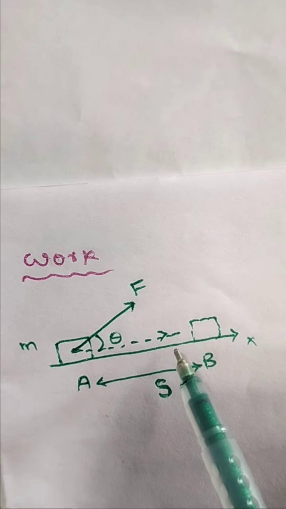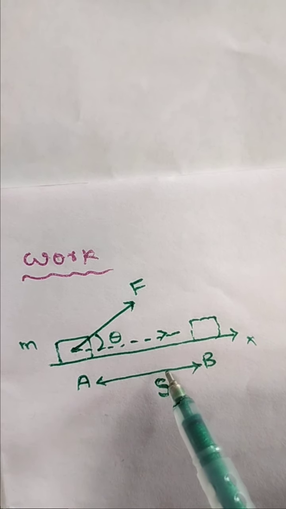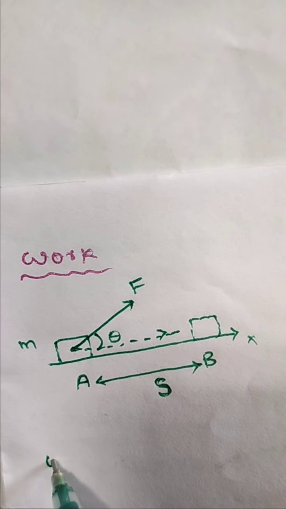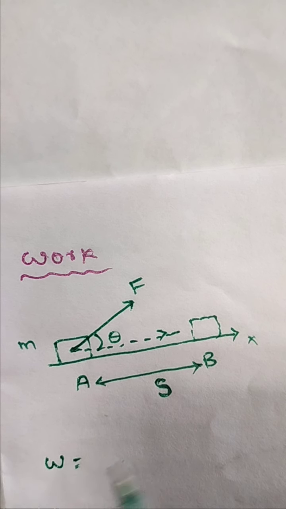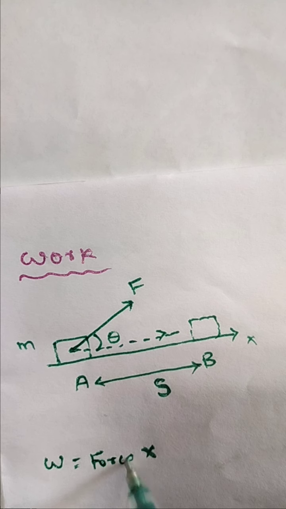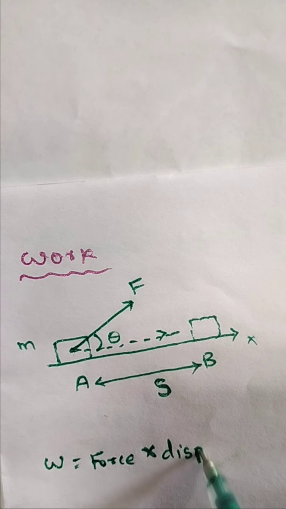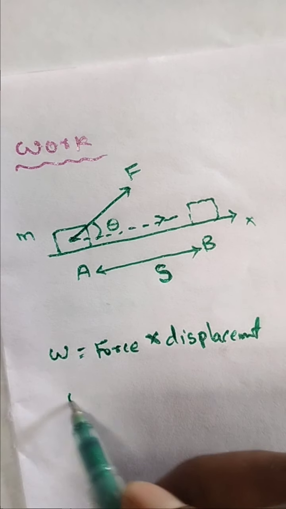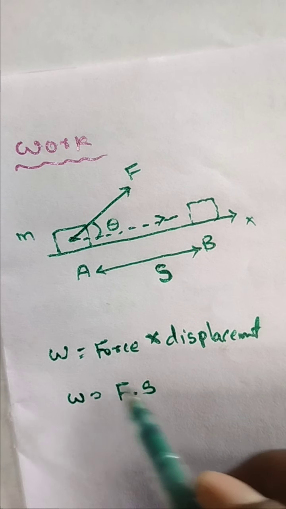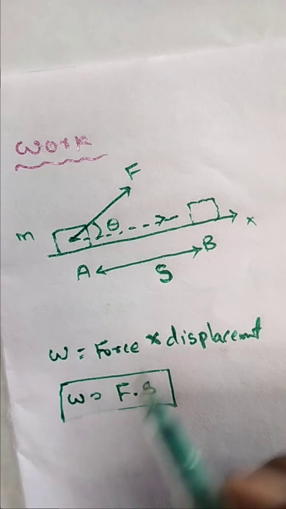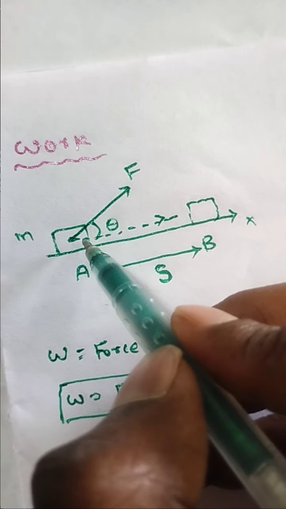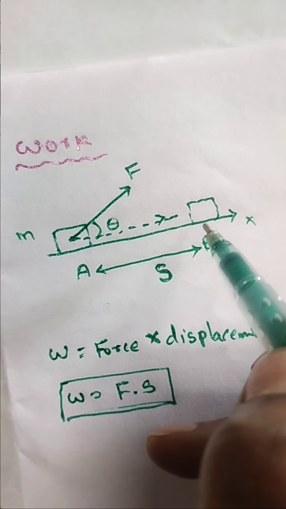So here some work is done. According to physics, some work is done. So what is the work done? Work done is equal to the product of force into displacement. W is equal to F dot S. But here F is acting like this, while the displacement is in the positive x direction.